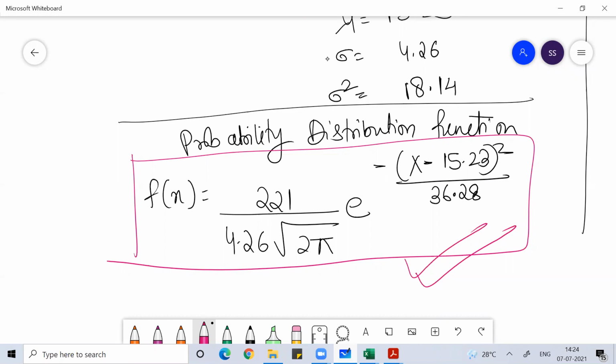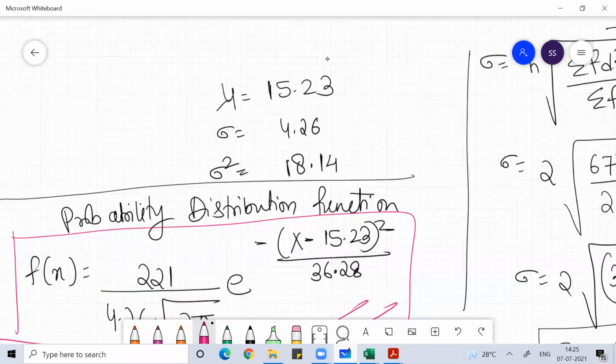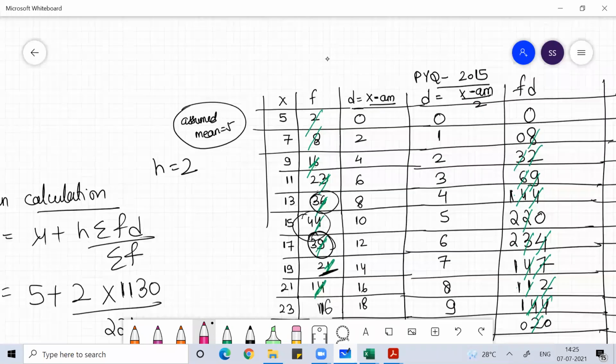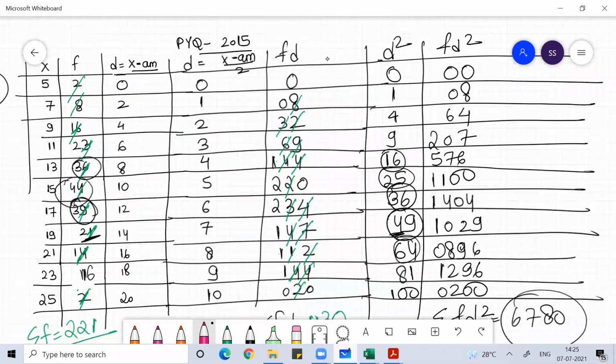So this much, guys, we'll do in today's class. We'll continue tomorrow so we finish this question. I hope you understood this. Anyone, any doubt in the calculation?